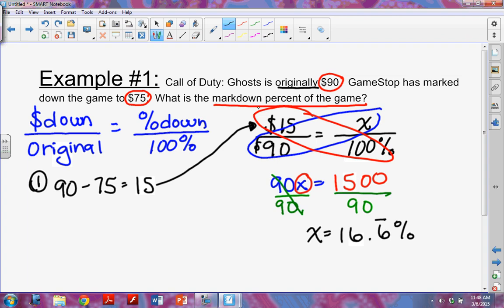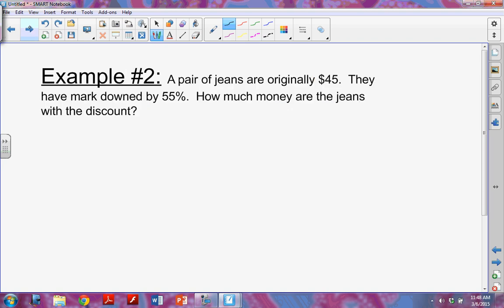So that's it. It's asking what the markdown percent is. That's where my variable was in my proportion. So I am done. So 16.6% repeating is how much they are marking the game down. If you ask me, I mean, you did save $15, but 16% really isn't much of a discount. Hey, but you got to do what you got to do to save money.